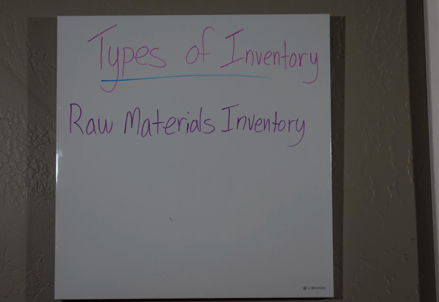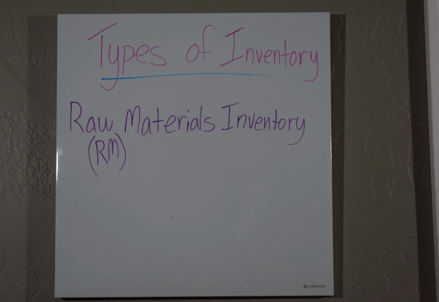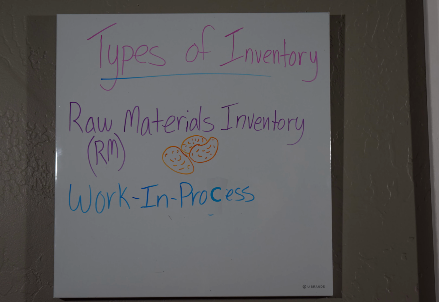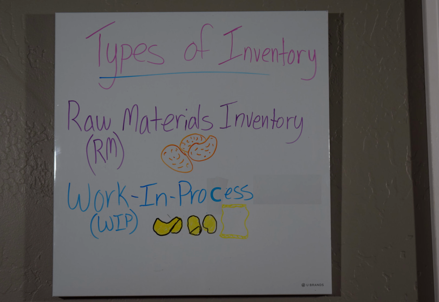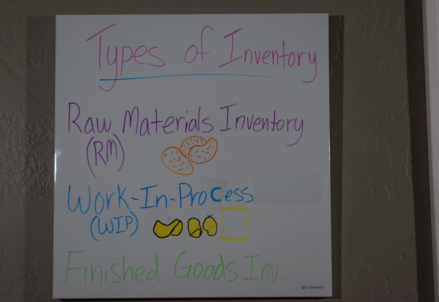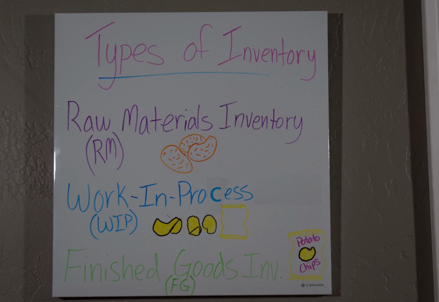Raw materials inventory, which includes materials used to make a product. Work in process, which includes goods that are in the manufacturing process but are not complete. Finished goods inventory, which includes completed goods that have not yet been sold.